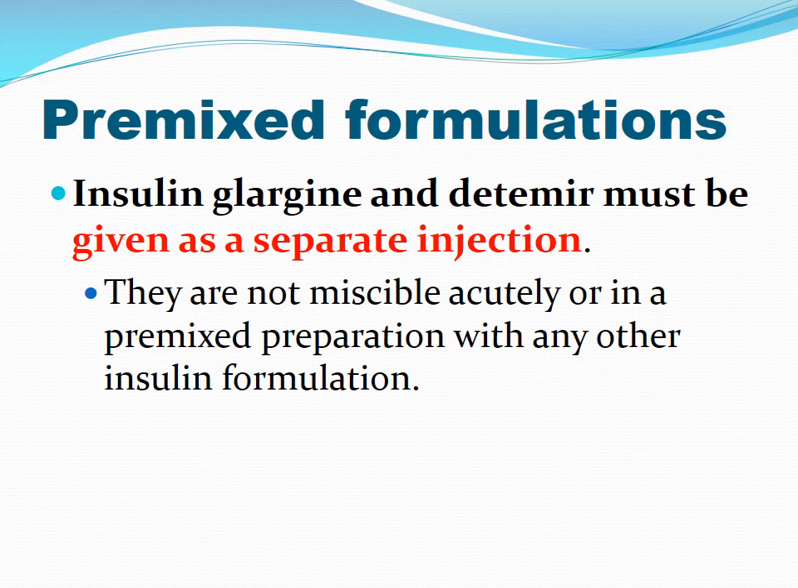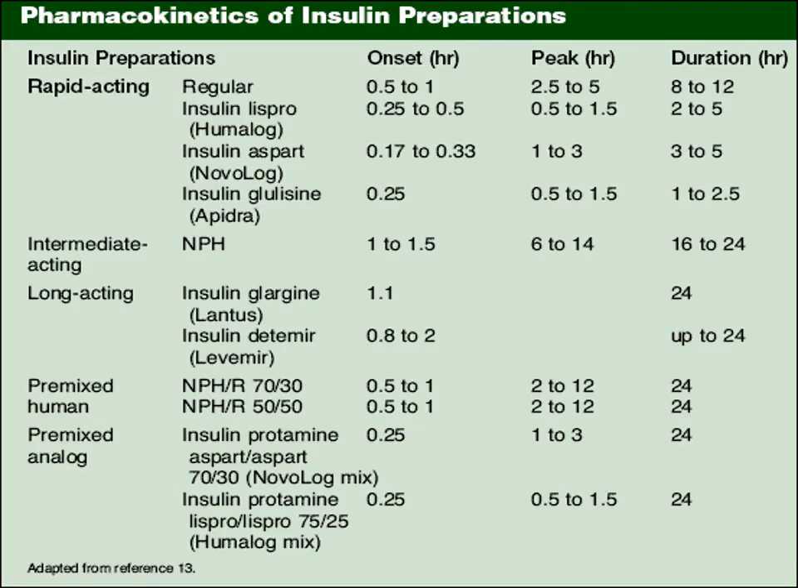So if you decide to use glargine or detemir from the long-acting insulins together with rapid-acting insulin or short-acting insulin, you should give them separately, each one in a different syringe.